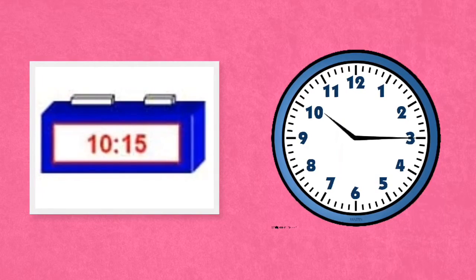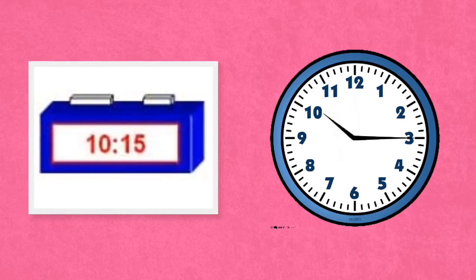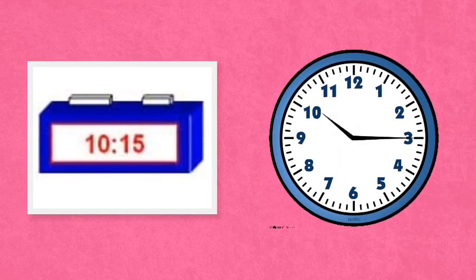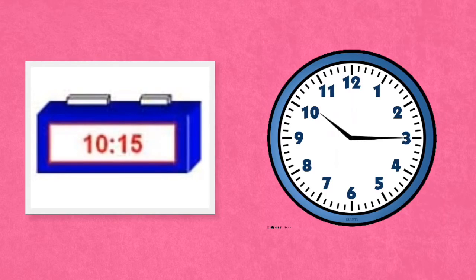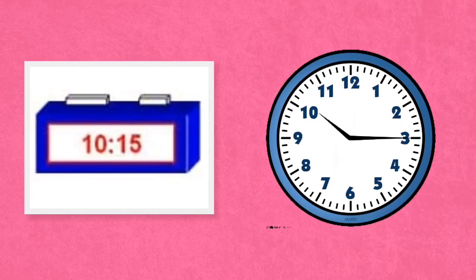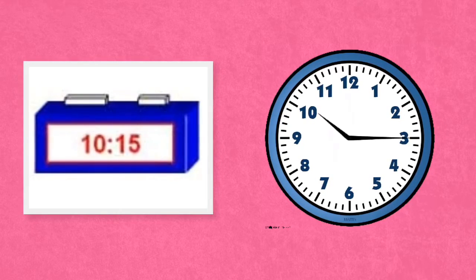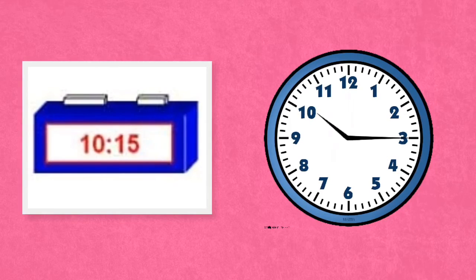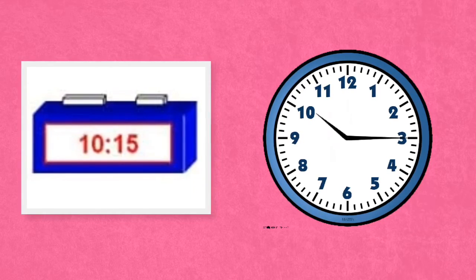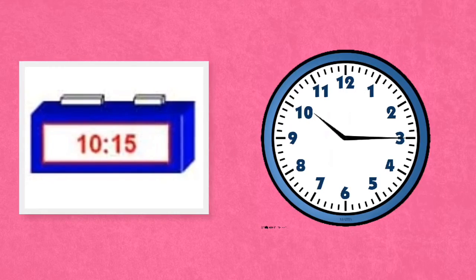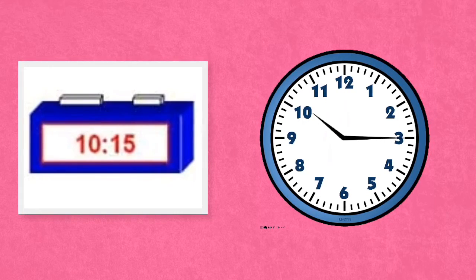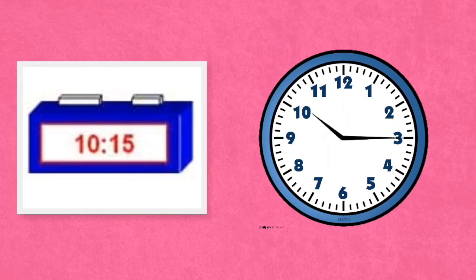On the analog, the short hand is pointing to the 10, meaning 10 o'clock, and the long hand is pointing to the 3. When we're counting 1, 2, and 3, 5 minutes has passed for 1, 5 more minutes have passed for 2, and 5 more minutes have passed for 3, showing that 15 minutes has gone by. So 10:15 is the time.